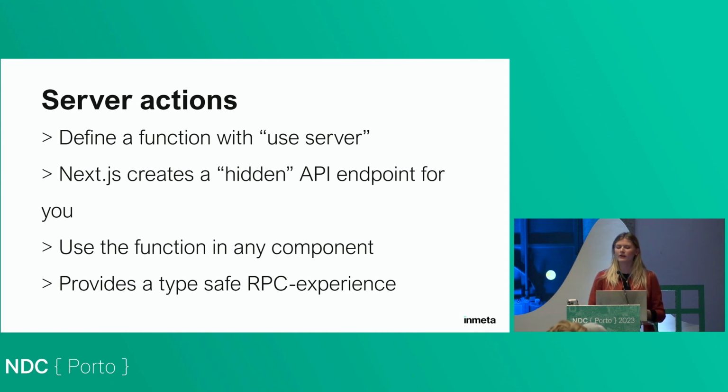It's simple. You mark a function or a file with useServer, and Next.js will make a hidden API endpoint for you, allowing you to call it from anywhere, like from a client component, solving the problem of passing functions between the server and the client. In addition, this gives you type safety between the server and the client through RPC or remote procedure call.